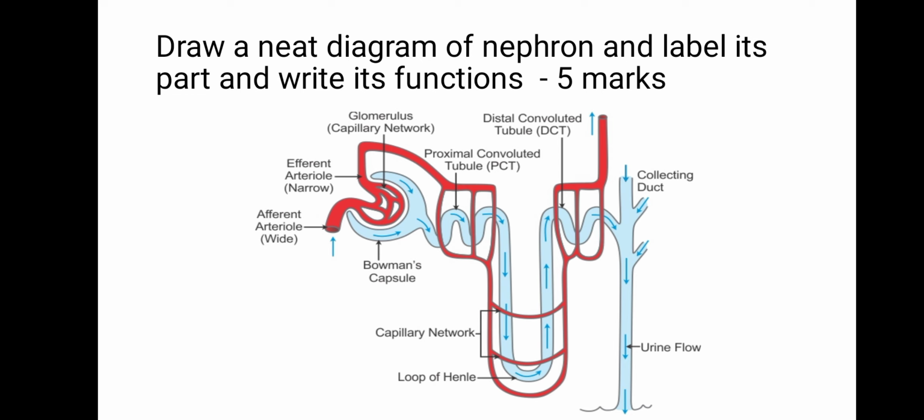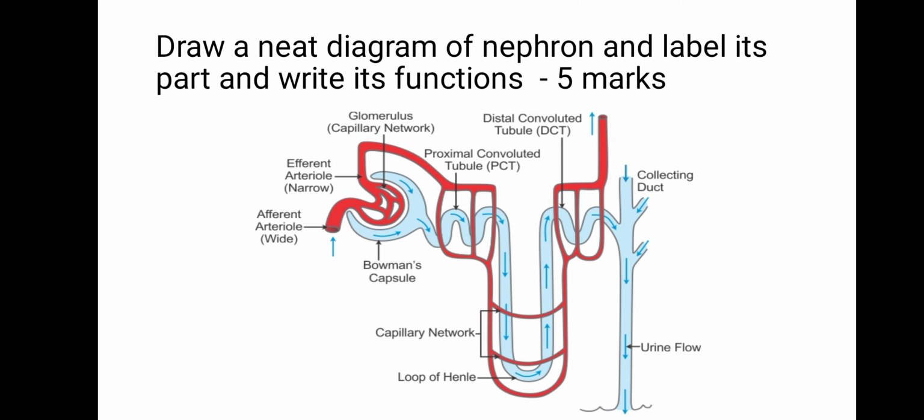Juxtaglomerular apparatus. Function of nephron: urine formation. Basic renal processes: glomerular filtration, tubular reabsorption, tubular secretion. Urine results from these three processes. Excretion equals filtration, reabsorption plus secretion.